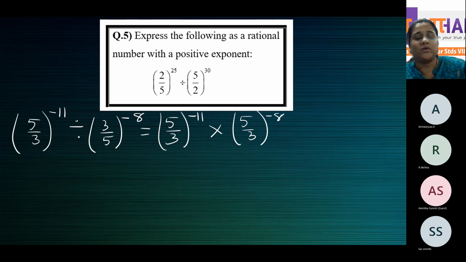Very good. So what are you doing here? Division becomes into. And you should write the reciprocal because that's a rule. When you change division to multiplication, you should write the reciprocal of this one. You want the base 5 by 3, not 3 by 5. So we'll write 3 by 5 as 5 by 3. We changed one thing, so the power we write as it is, -8 as it is. That is the reciprocal. Next step.